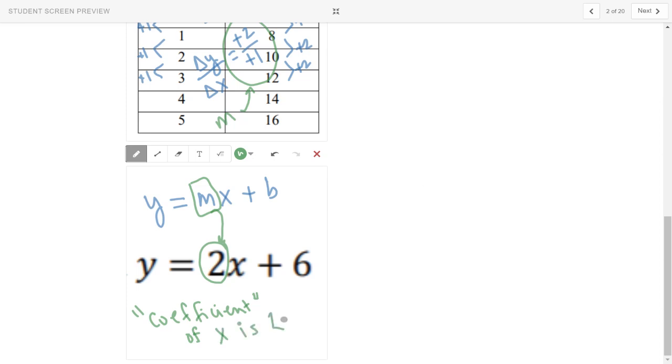The coefficient is the number being multiplied by a variable. So the coefficient of x is 2. That means the slope is 2.